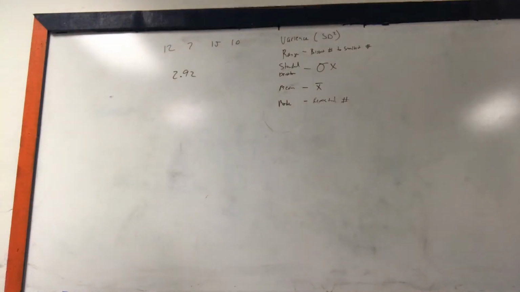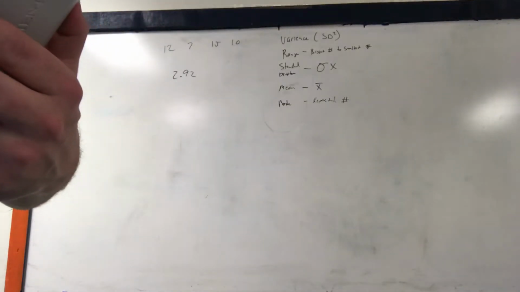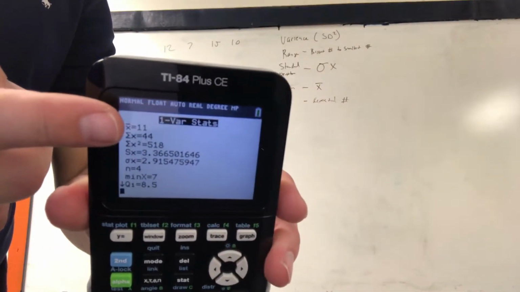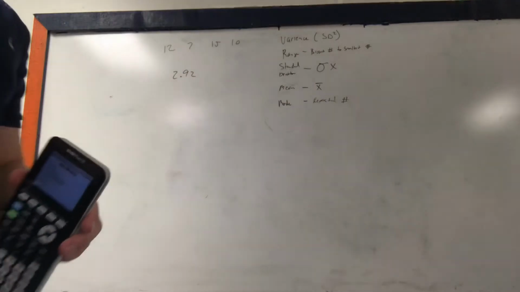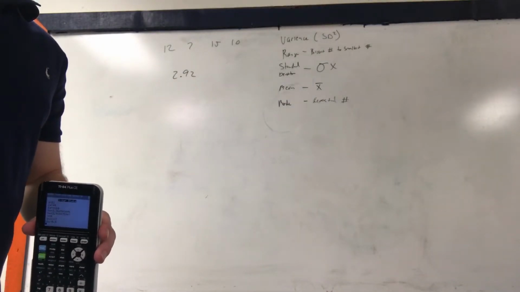And then I think the other thing they wanted in this particular problem was the mean. And the mean in the calculator is at the top. It's 11. It is the X with the line above it. So that's how you're going to solve for things with this type. We'll do another example. We'll do a box whisker problem.